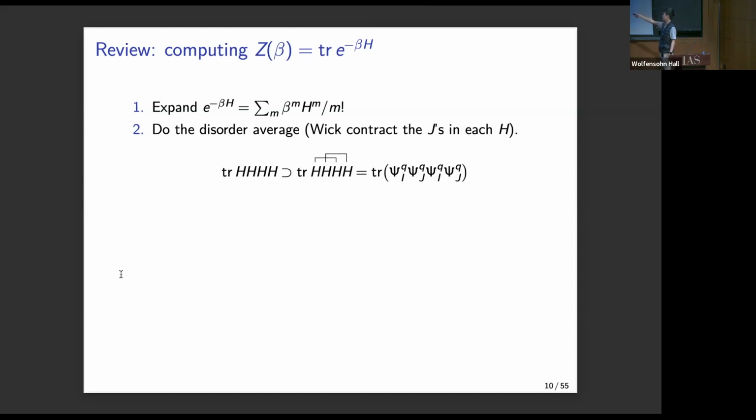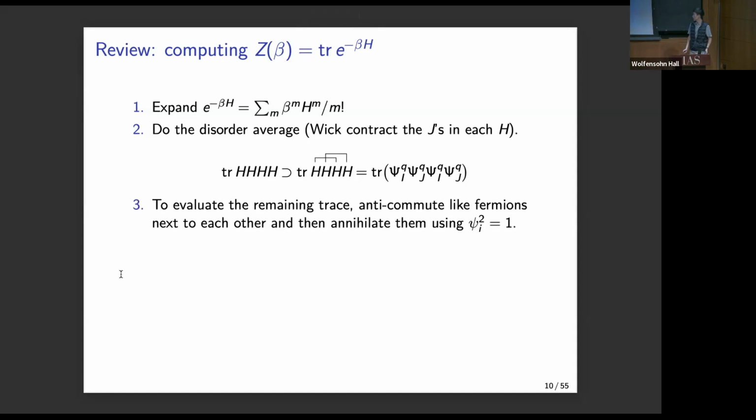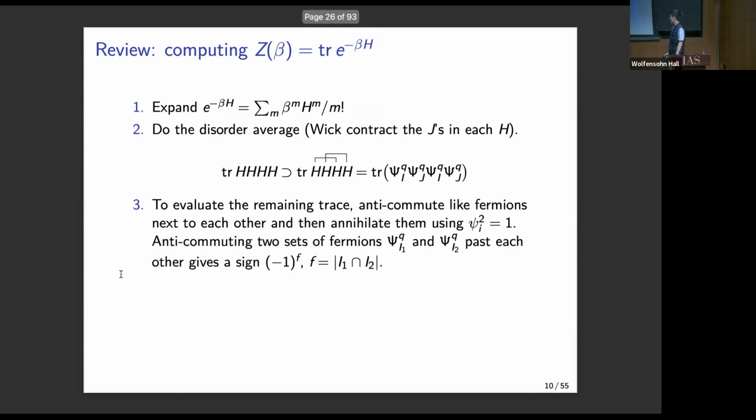Right? So here there's I I and J J. Okay, then to evaluate the trace that remains, you just use the Majorana algebra. So you just use the fact that psi I squared equals 1. So at the end of the day, this whole thing gives you either plus or minus 1, depending on the particular values of the indices. Okay? So whether you get a plus or minus 1 depends on whether there are an even number or an odd number of fermions in common between these two sets of indices.